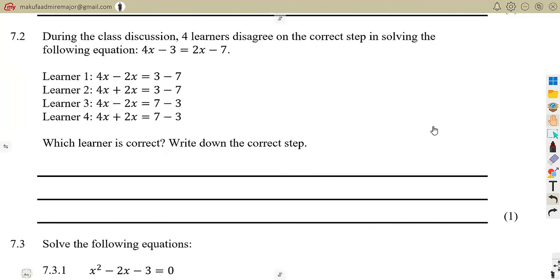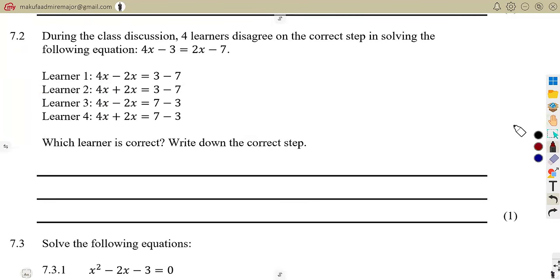During the class discussion, 4 learners disagree on the correct step in solving the following equation: 4x minus 3 is equal to 2x minus 7. We are given learner 1, learner 2. This is how they wrote. Which learner is correct? Write down the correct step. So when you are solving, we can take the 2x this side. It becomes a minus. So it will be 4x minus 2x.